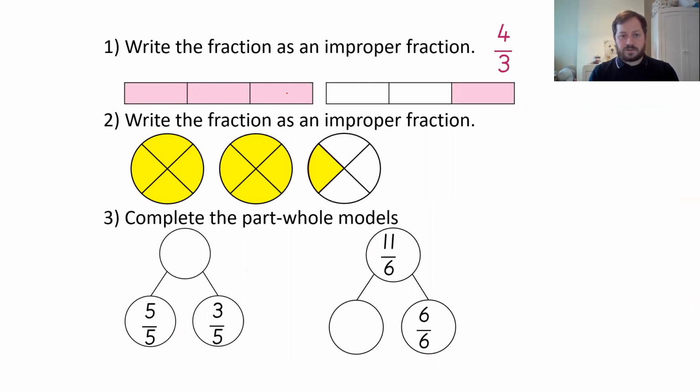The same is here, write the number as an improper fraction. So each whole has 4 parts, can be quarters, and we have 1, 2, 3, 4, 5, 6, 7, 8, 9 in total. So it would be 9 quarters. Then complete these part whole models, and all we're doing is putting them back together again. So 5/5 and 3/5 put back together again is 8/5.